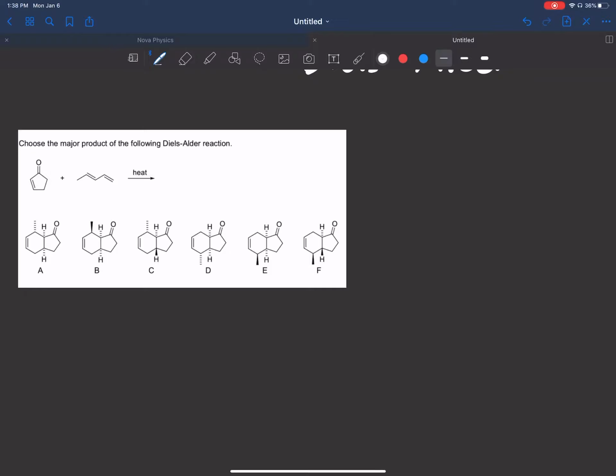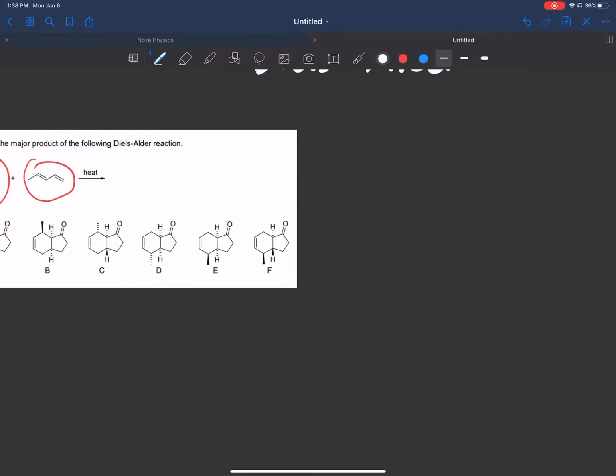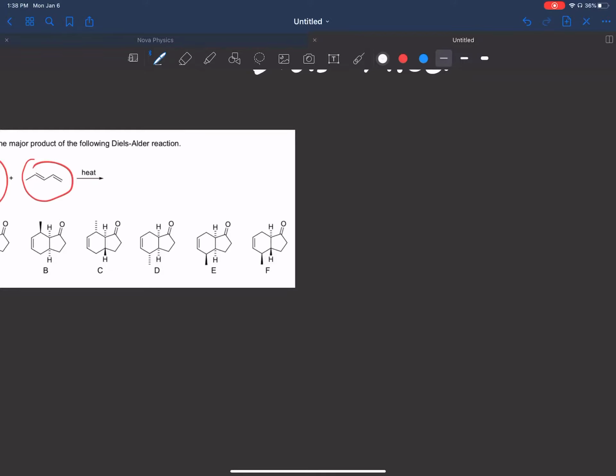So we have our dienophile and we have our diene. Now notice the diene is in the S-trans conformation. Diels Alder is always in S-cis, so we need to redraw this.